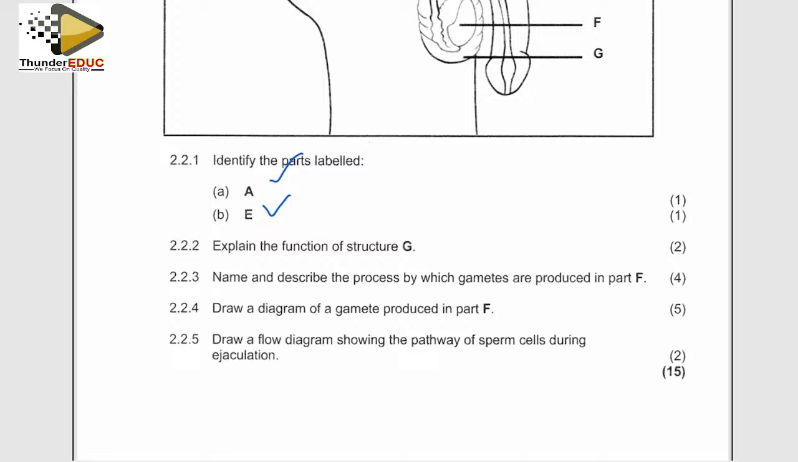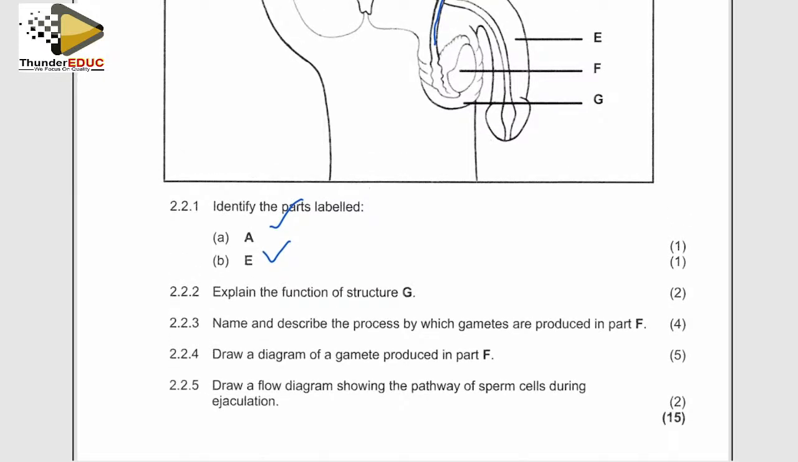Alright, explain the function of G. G is the scrotum. Basically the scrotum protects the testes from external or mechanical injury. That's number 1. Number 2, it allows the testes to move up and down so that they're able to regulate the temperature of the testes. So it's basically for thermal regulation, and you also talk about protection against mechanical injury.